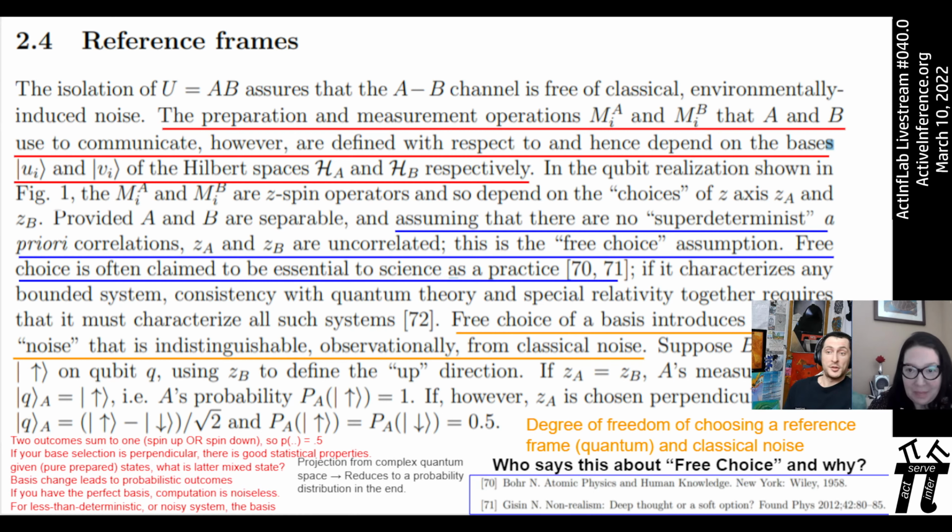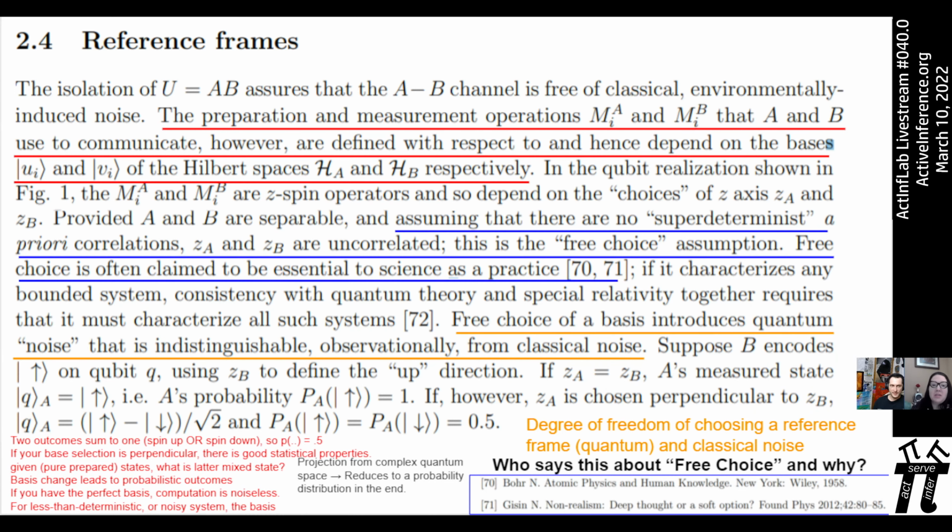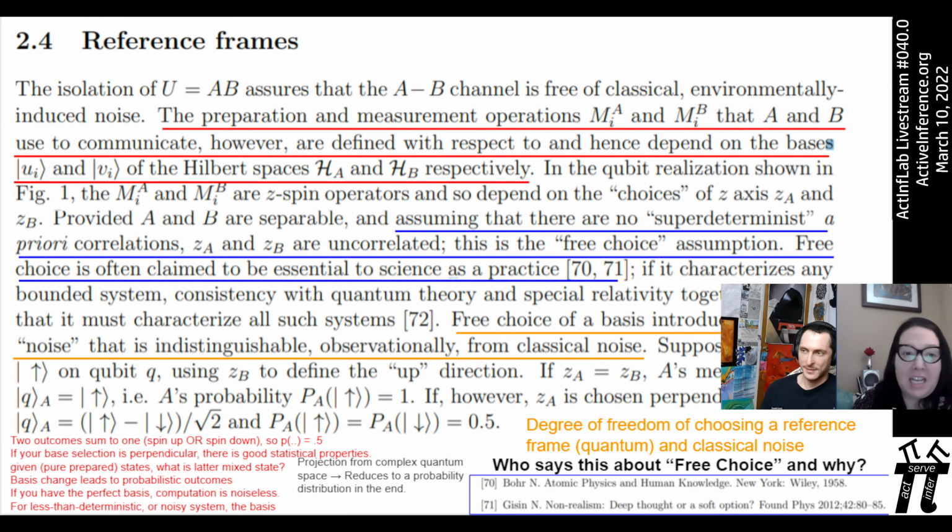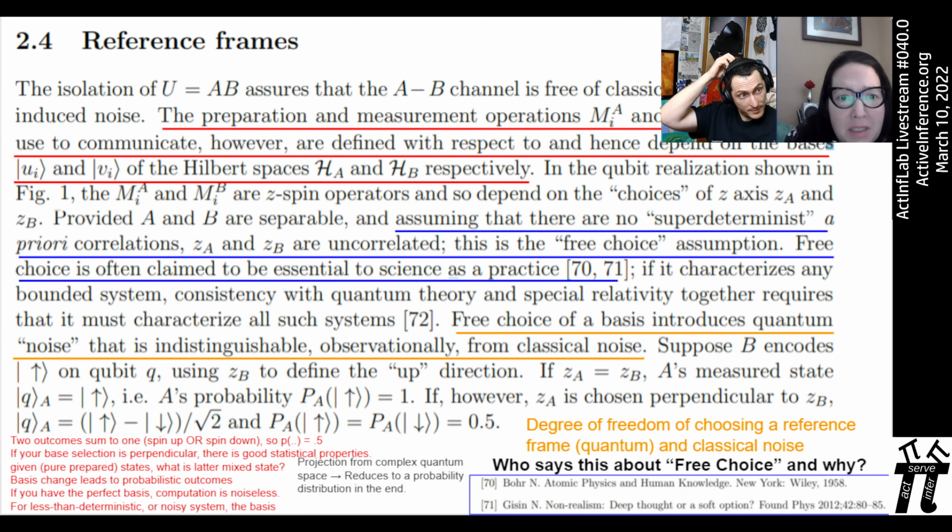I'm just looking forward to what the free choice assumption means in the quantum setting. We just highlighted, what is this all going to say about free choice, this specific slide, but also the broader discussion. So I agree too. I think the free choice aspect is cool. Here, the authors say, provided A and B are separable, assuming that there are no superdeterminist a priori correlations, ZA and ZB, what is the Z? I'm not sure what the Z is.